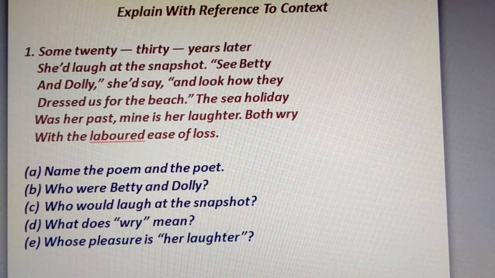Some 20-30 years later, she would laugh at the snapshot. "See Betty and Dolly," she would say, "and look how they dressed us for the beach." The sea holiday was her past, mine is her laughter, both dry with the liberties of loss. Name the poem and the poet. Who were Betty and Dolly? Who would laugh at the snapshot? What does dry mean? Whose pleasure is her laughter?